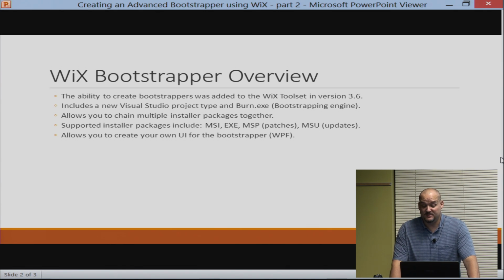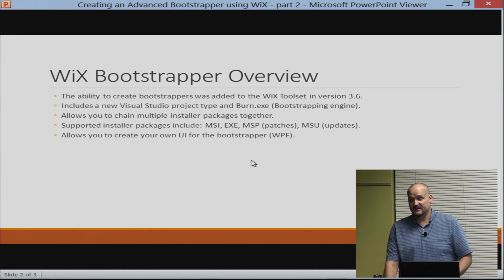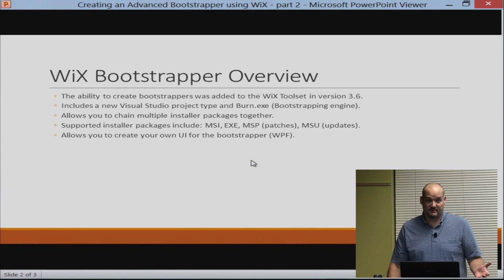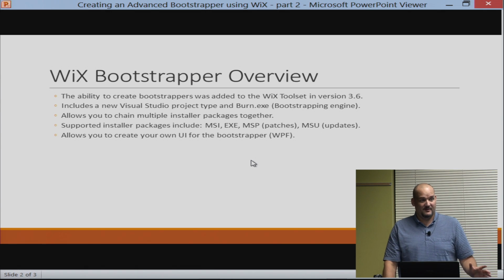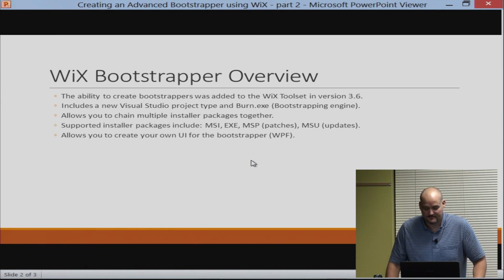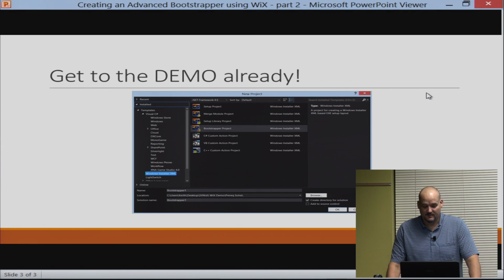So the different supported types, you can have an installer to chain in that's an MSI or another executable. They can be patches, MSPs, or updates, the MSU install type. All those are supported in the box with this. And one of the really nice things about what WiX has done is they allow you to customize the UI itself, and you can use WPF to do that. So that's right up my alley. As soon as I saw that, I thought, wow, there's a lot you could do there to make it really nice. So let's go ahead and jump in and take a look at some of the code for this.